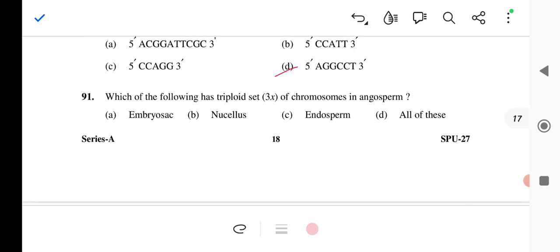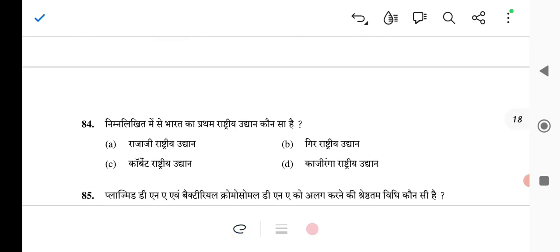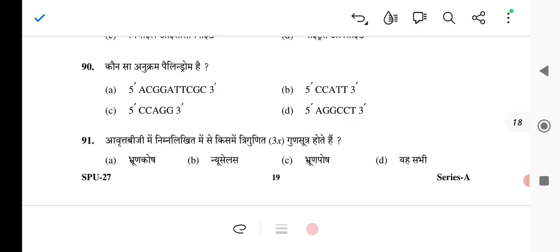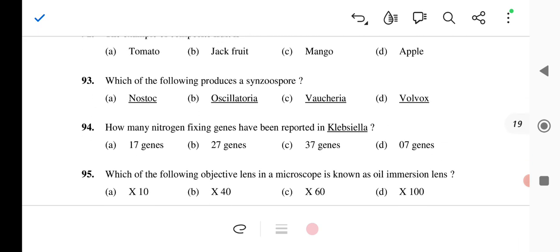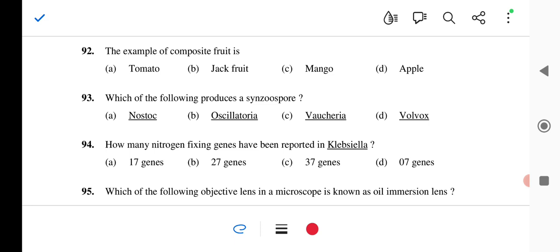Next, which of the following has triploid set of chromosomes in angiosperm? So triploid set is already discussed, endosperm. In angiosperm it is triploid, in gymnosperm it is haploid. Next is, the example of composite fruit. The example of composite fruit is jackfruit. Which of the following produces a synzoospore? Synzoospore is produced by Vaucheria.